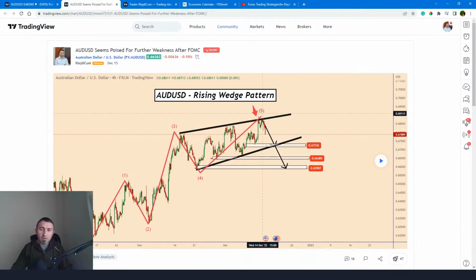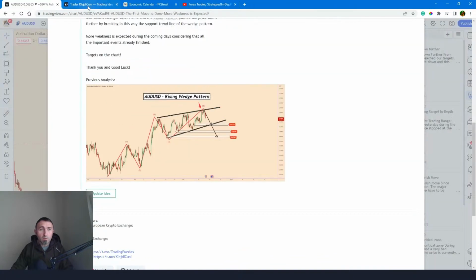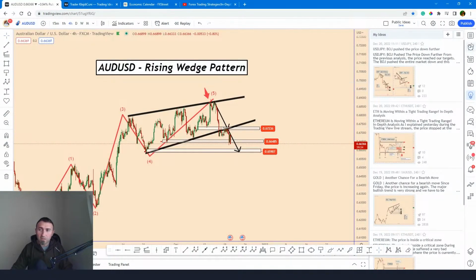For the probability of the fifth wave completion, I shared my ideas during the previous live stream. As you can see, price moved lower, and after FOMC and ACB and today's move, we can see that price already reached the second target from the top of the pattern. So what should we expect right now?